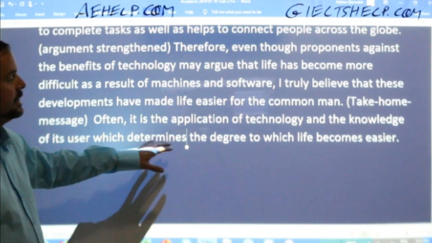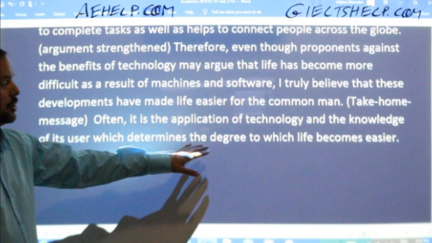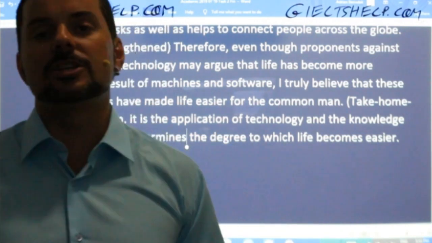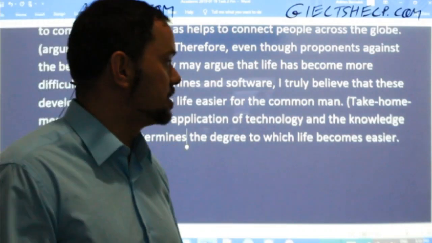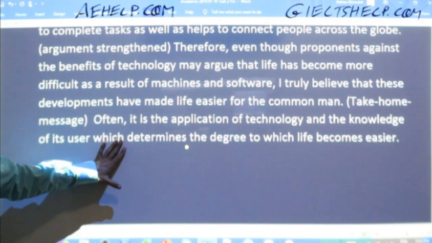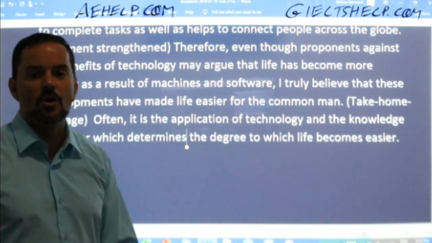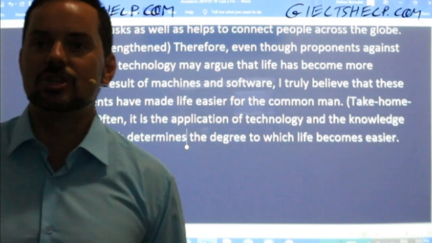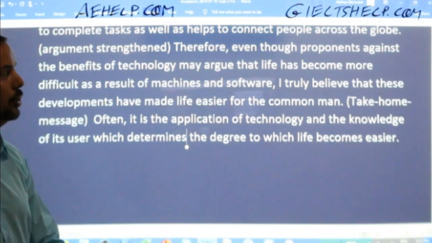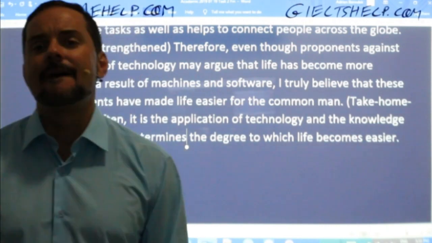Often it is the application of technology and the knowledge of its user which determines the degree to which life becomes easier. So here my message to the reader is that it's not just about the technology, whether or not life is easier, but it's about how a person uses technology and how well they know how to use technology. So that's my take-home message. It's clearly connected to my essay, and it creates a strong finish.